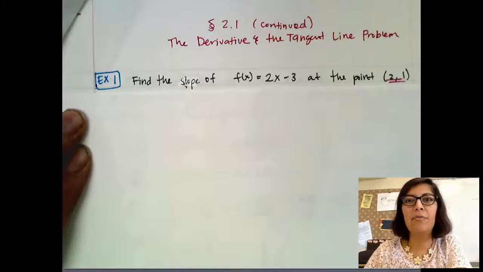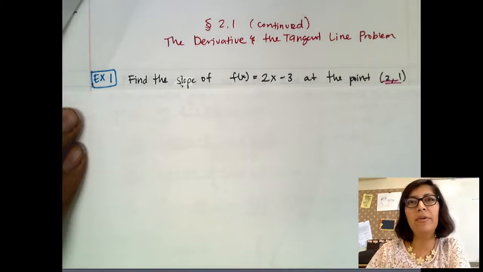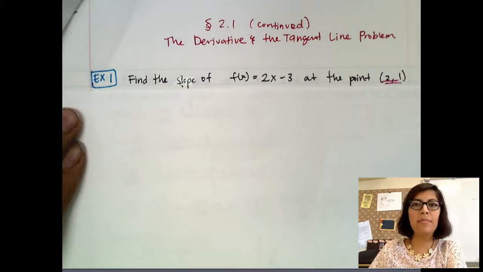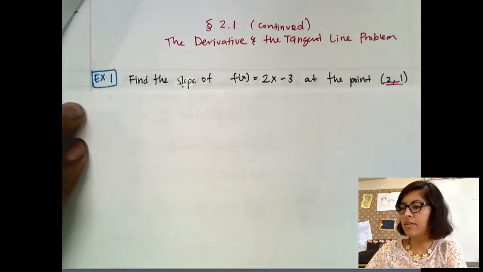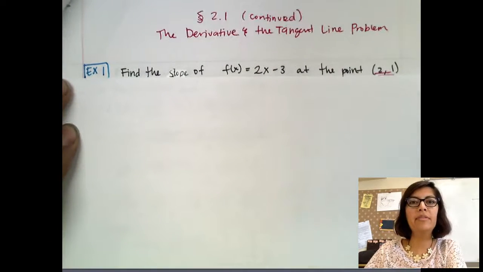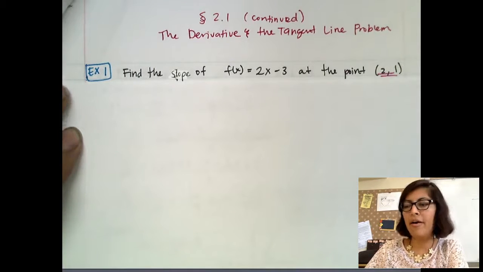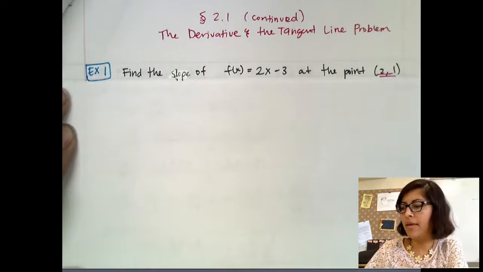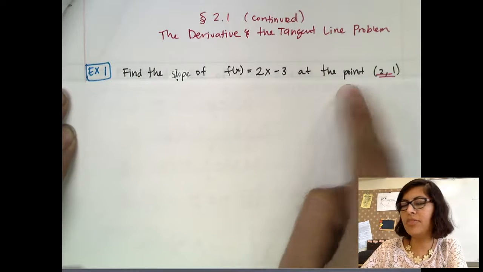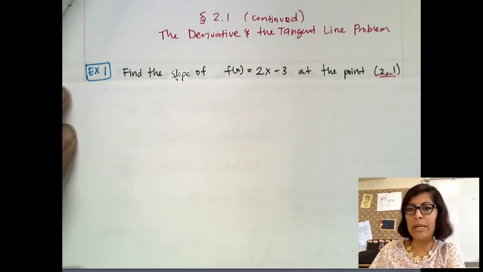All right, hey guys, we're going to continue on with 2.1. I'm going to give you some examples. These are directly from the book. So we have example 1. We're finding the slope of f of x equals 2x minus 3 at the point (2, 1).